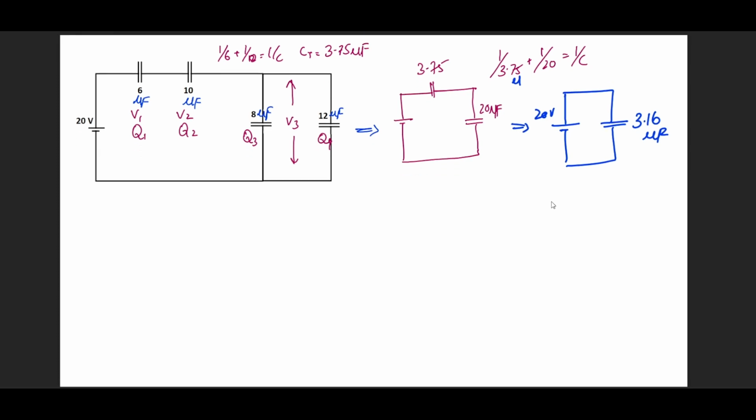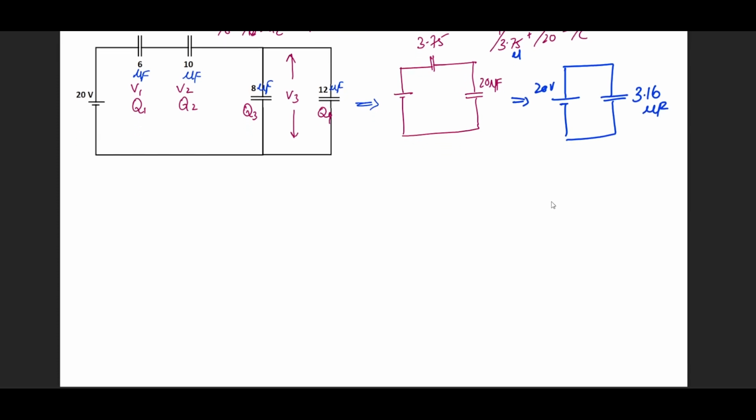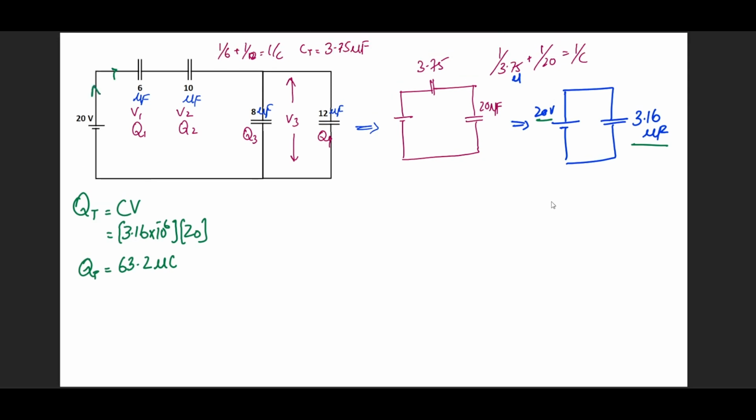Okay, now first we find the total charge injected in the circuit. So how do we do that? To find the total charge, we apply this formula for the whole circuit. So capacitance will be taken not for 6, not for 10, not for 8, not for 12, but the full capacitance, the equivalent capacitance of the whole circuit. So that will be 3.16 into 10 raised to the power minus 6. What is the voltage that you provide to the circuit? We provided 20 volts, so this is going to be this way. So the answer that we get in this situation is 63.2 microcoulombs. So this is the total charge that the battery has dispensed into the circuit.